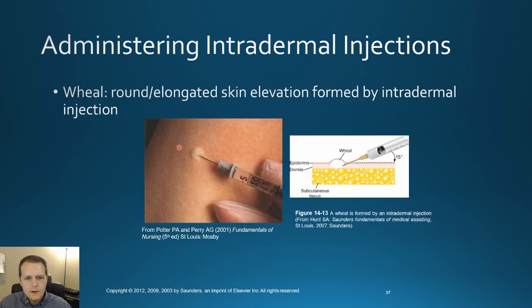So look at that wheel here. You can see it forming. This would be something like a PPD or a TB test, and you can see how this would look in the picture here. So again, right in the epidermis, or actually in the dermis itself, and you're going to see that little wheel. Patients may feel concerned that that's there, but that will go with time. As the drug gets absorbed, you're going to find that will dissipate pretty quickly.